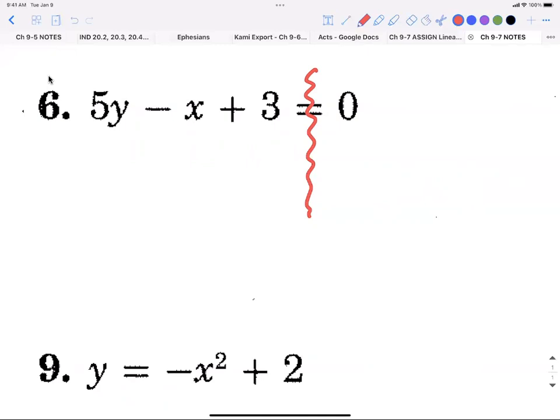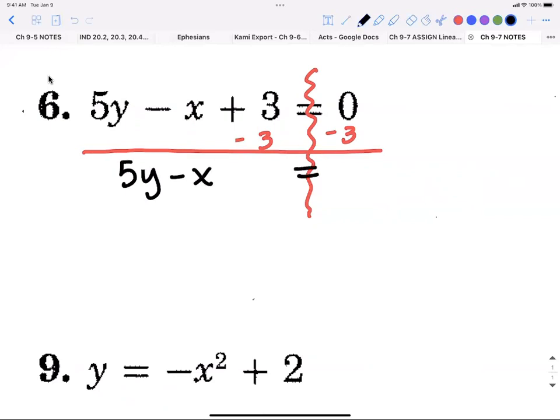Okay, it's a positive, so I'm going to subtract. And I'm going to put it right under the 0 because I can combine numbers here. And that gives me 5Y minus X, and then my equal sign stays there, and 0 minus 3 is negative 3. All right. What else? What's another thing I'd move? Damien, what do you think?